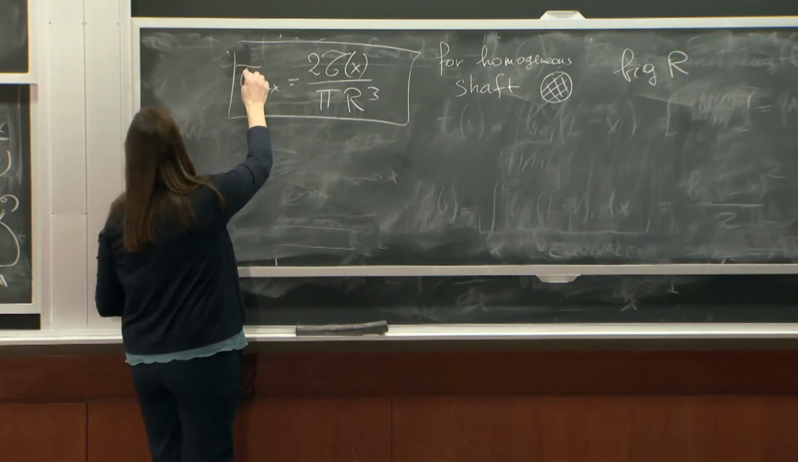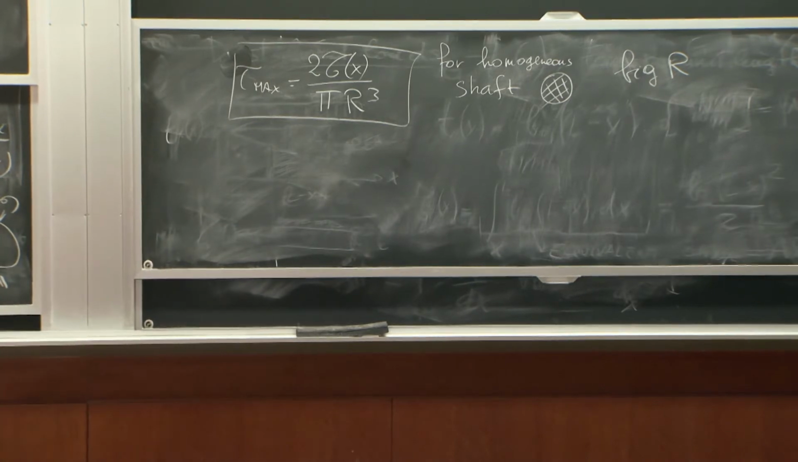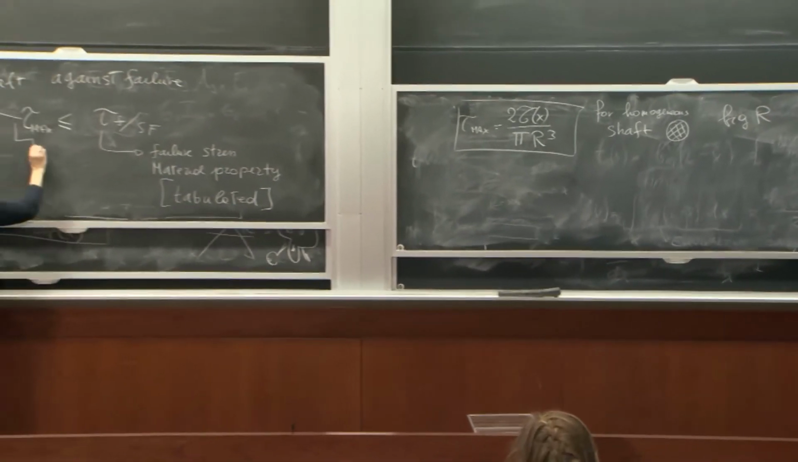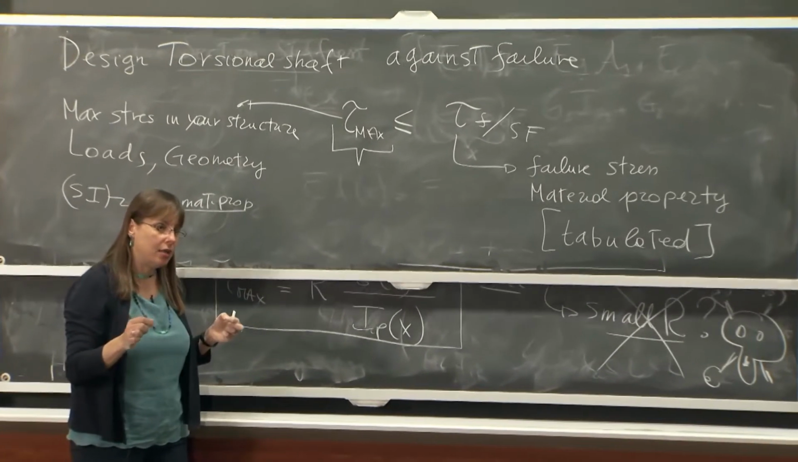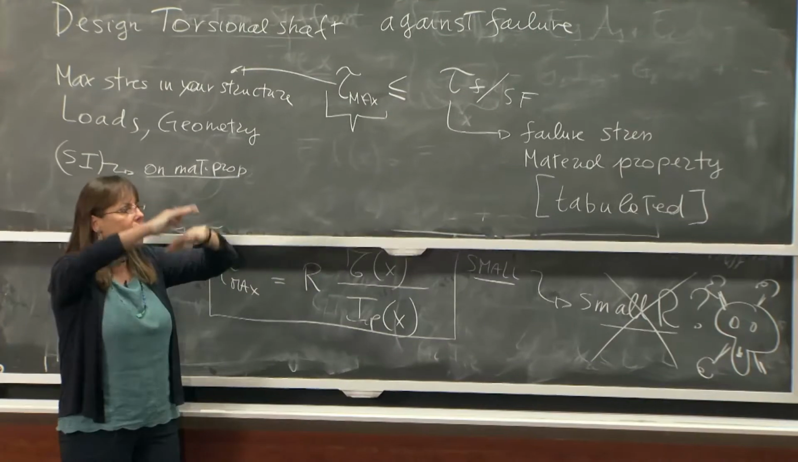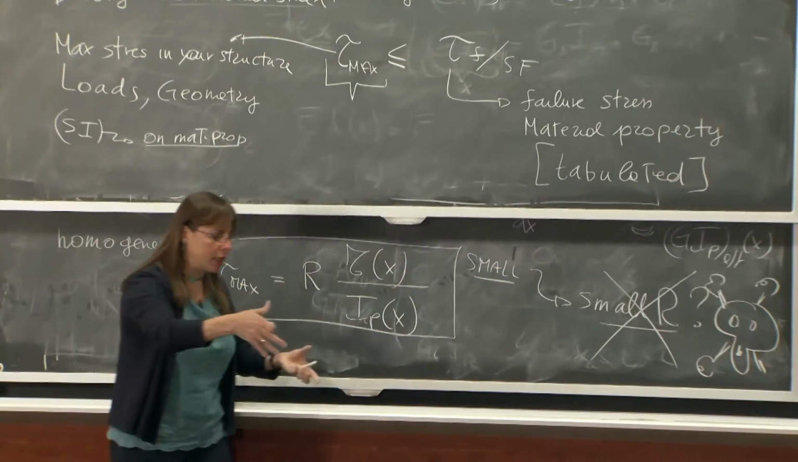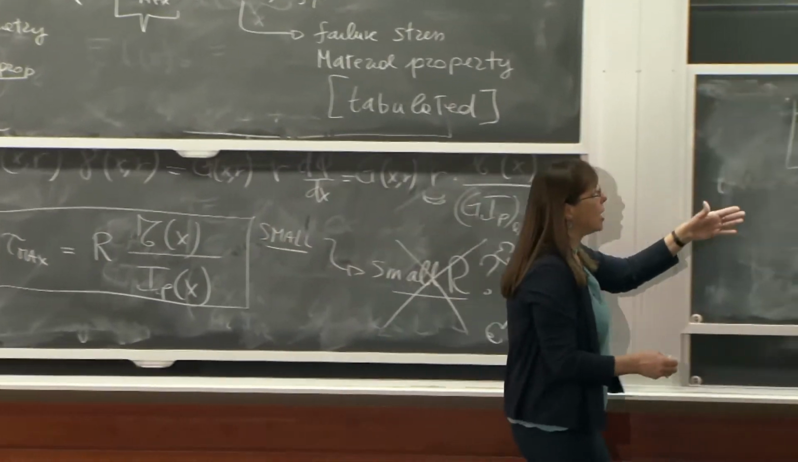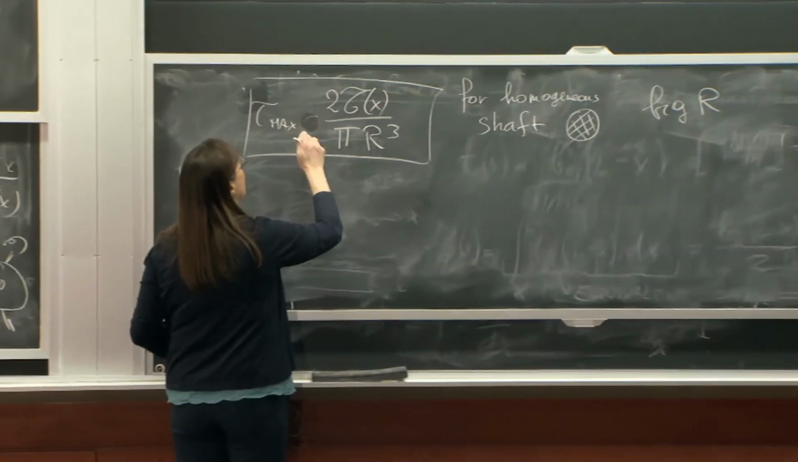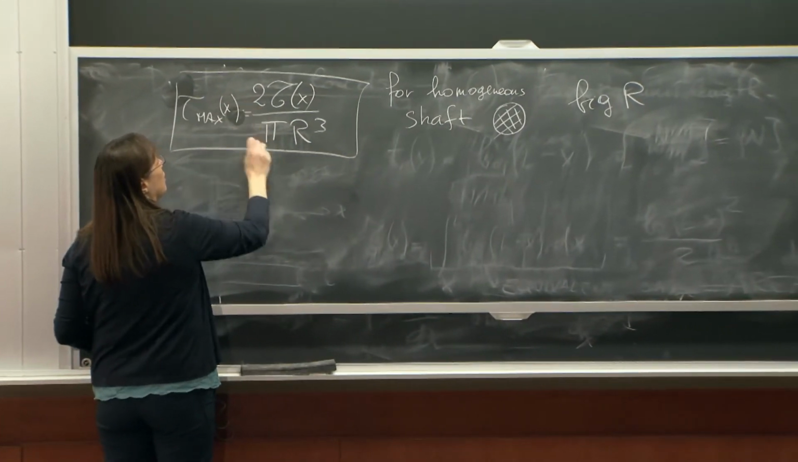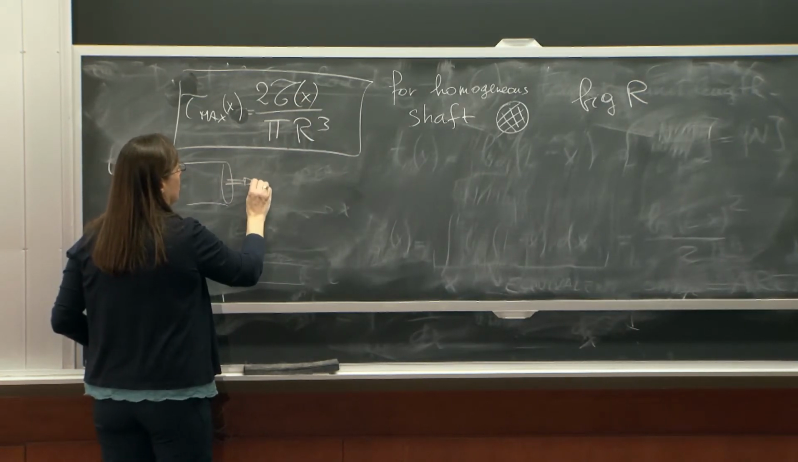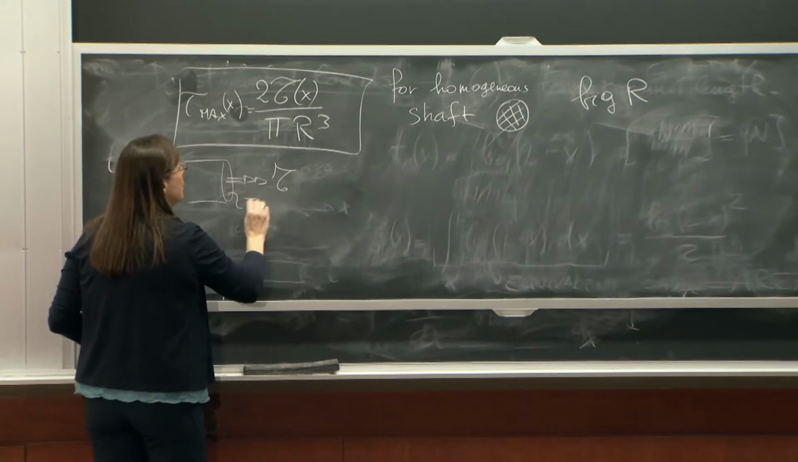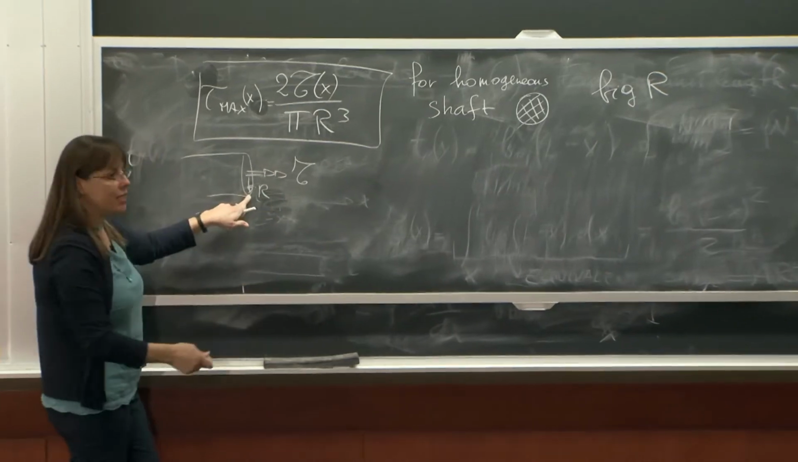You want to maximize the stress? No, this is not. Go back to the concept. This is the maximum stress that is inside my structure, right? This is what is in the shaft, which has a torque T, and at that cross-section has a radius R. The tau max at X depends on the torque that I have on that section X, and it depends on the radius of the shaft at section X.